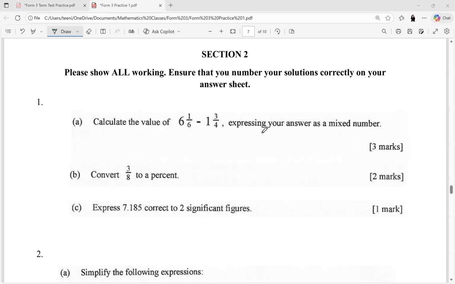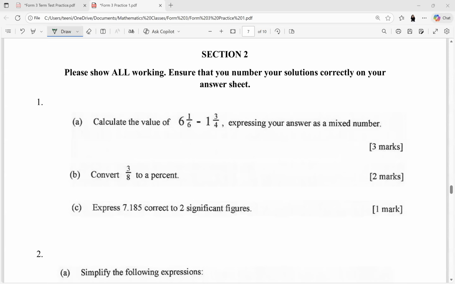Right, yeah. So question 1 of every single CXC paper has to do with computation, with fractions, decimals, percents, things like that. So you can do this directly on your calculator. Like you could type 6 and 1/6 minus 1 and 3/4 directly on your calculator and get the answer. Or you could work it out manually. And I am going to show you manually because in the event that something happens to your calculator, you want to make sure you could solve it.